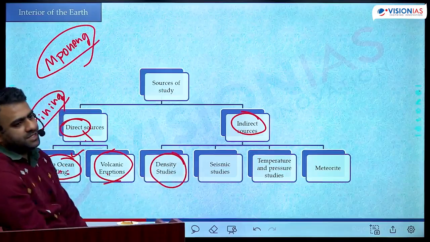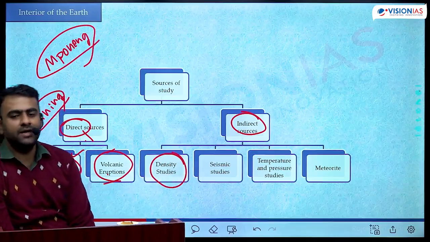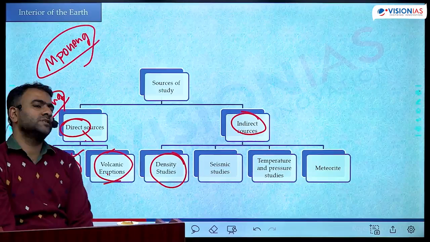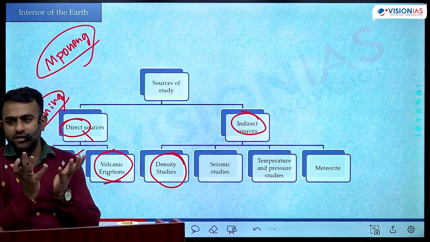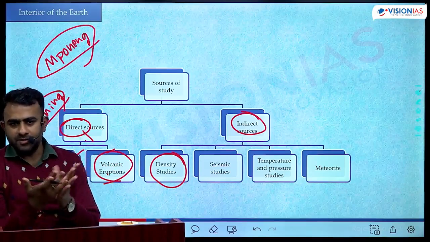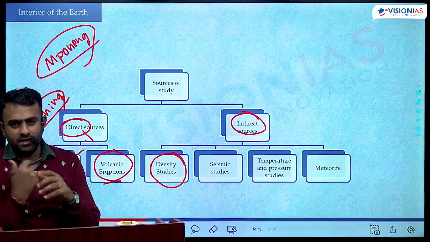First one is density studies. In density studies, we calculate the theoretical density of Earth. There are some theoretical calculations. For example, we know the overall volume of Earth. Overall volume is known, overall mass is also known. Mass by volume is density.